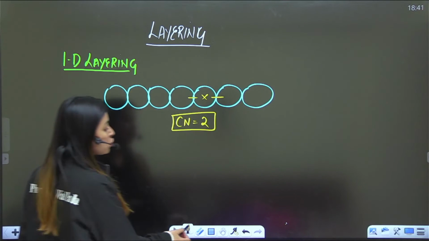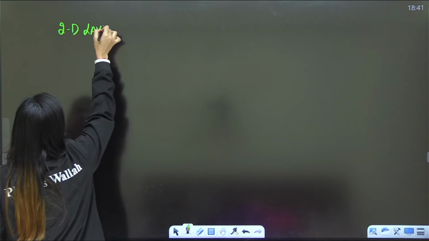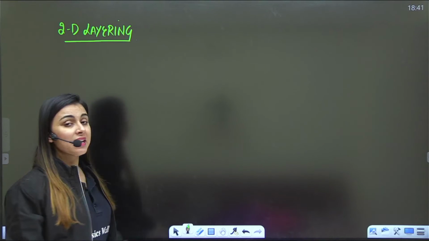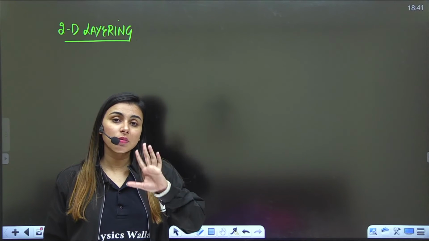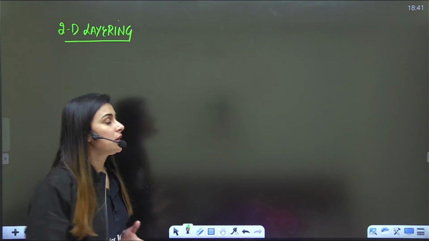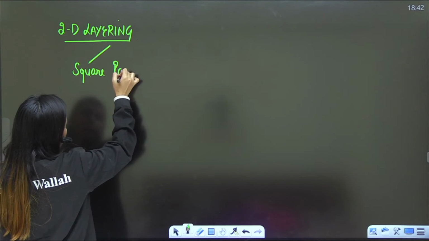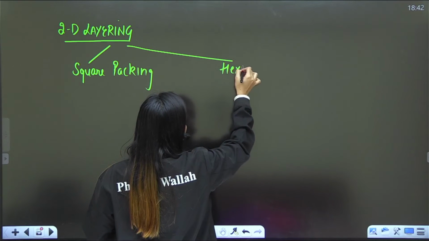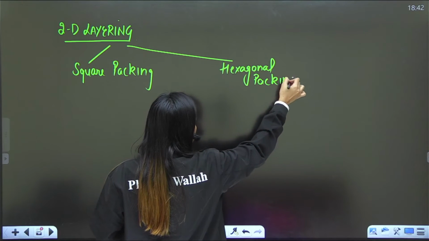Now let's talk about the two-dimensional layering. Two-dimensional layering can be of two different types. It could be your square packing, and also it could be your hexagonal packing. So now we'll be understanding these types.